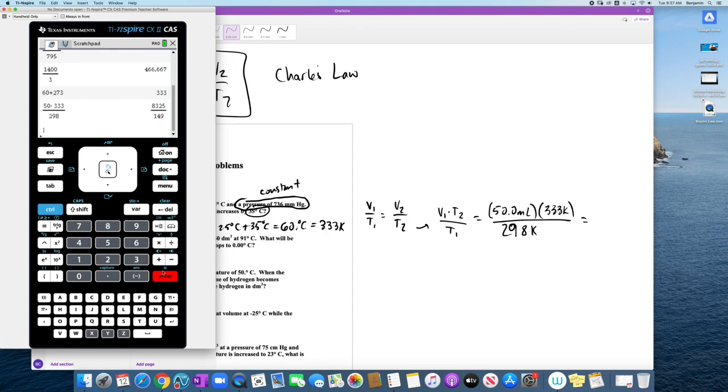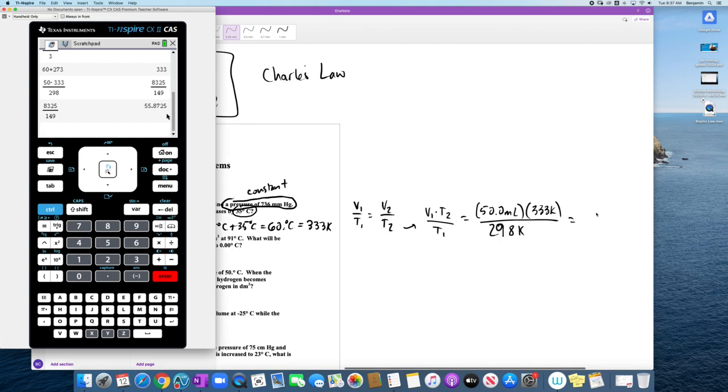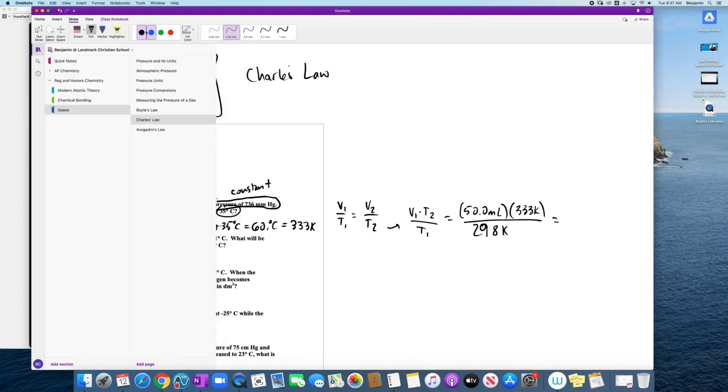Here the units for volume don't matter. We could have used liters or gallons or ounces, fluid ounces. The temperature unit absolutely does matter though. Try that again. Boom. So 55.9 milliliters is our answer.